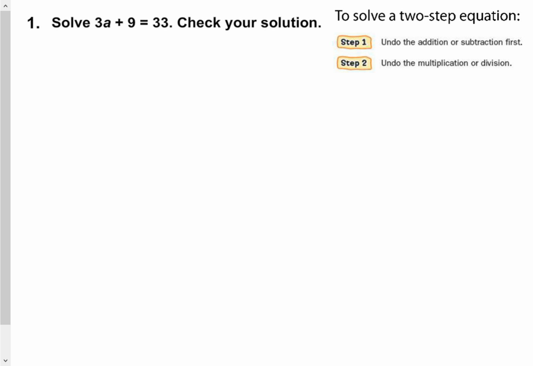Okay, so our first example is 3a plus 9 equals 33. So our first step is to undo the addition or subtraction of our constants. So here's our variable. It's multiplied by 3. And it's added by 9. So first we want to undo the addition or subtraction of our constant, our number 9. So the opposite of add by 9 would be to subtract by 9 on both sides of the equation.